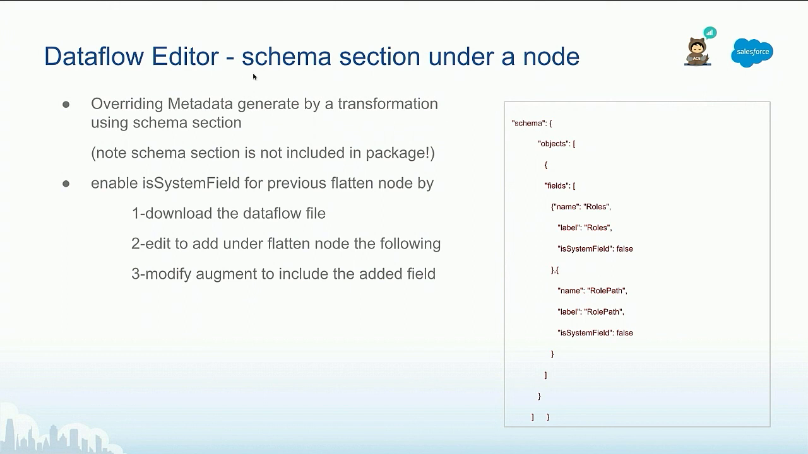Now this brings us to the schema section. Schema section is something you can add manually right now under any of the nodes in the data flow and override some of the schema things. If you remember from the CSV upload, I mentioned something about the schema file there too. That's very similar, what it does to the fields.